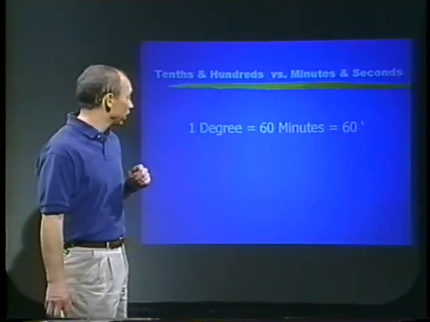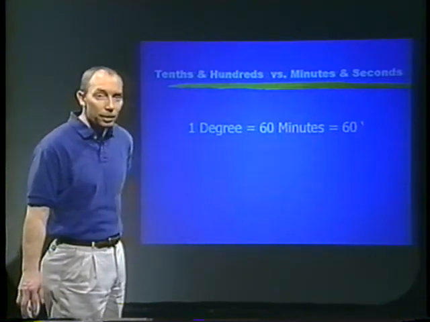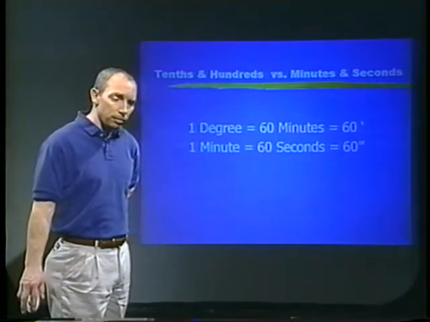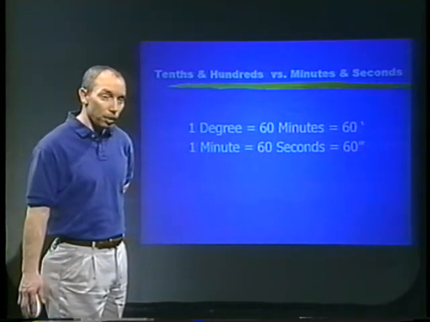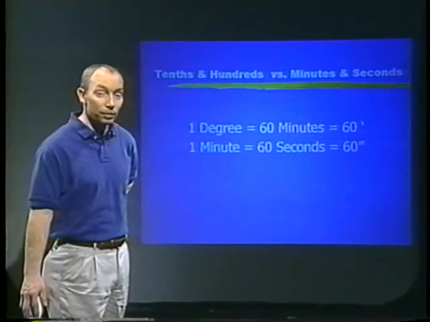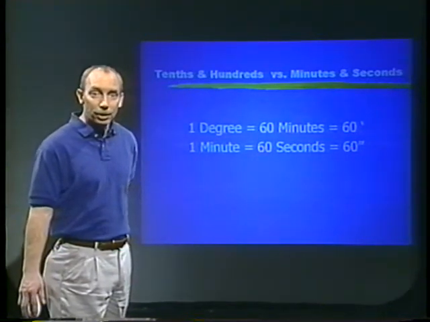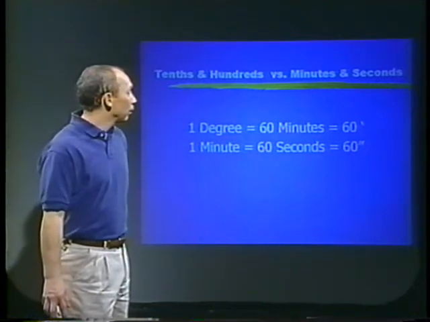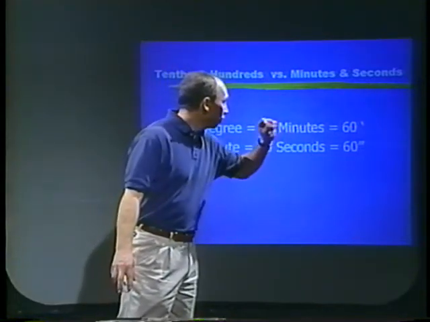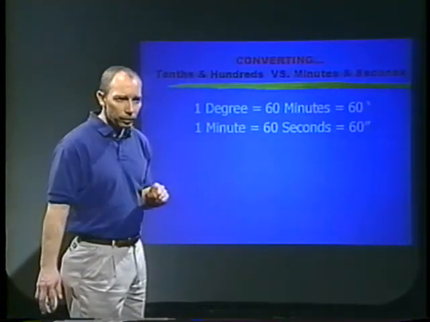So 1/60th of a degree is called a minute, okay? We can measure that. And we can even get smaller than that. 1/60th of a minute, or thinking about it, 60 times 60, 1/3600th of a degree is a second. Okay, so we're using base 60 here, basically. The way we represent a minute is with the apostrophe and the double apostrophe with the second.